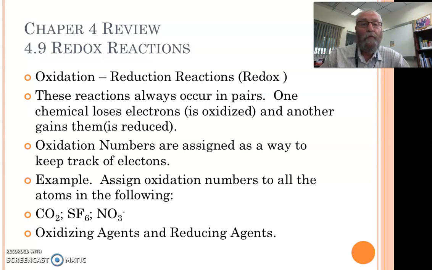Right, so what we need to do is just revise how to assign oxidation numbers. So like in this example here, fluorine is assigned an oxidation number of -1, so sulfur will be +6. Oxygen is assigned an oxidation number of -2. There's got to be a minus overall, so nitrogen will be +5. So just revise that.